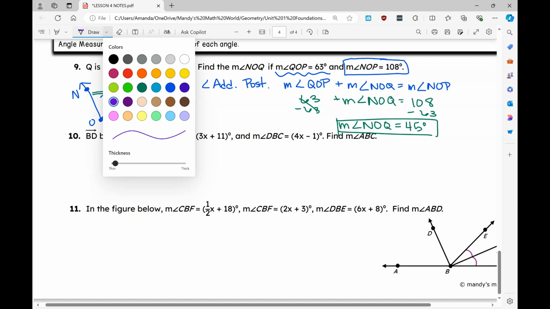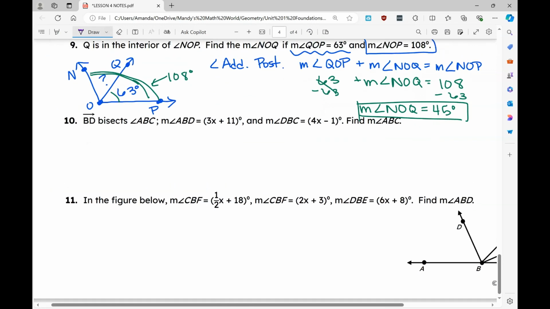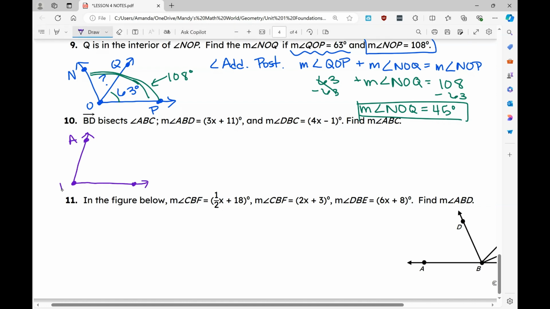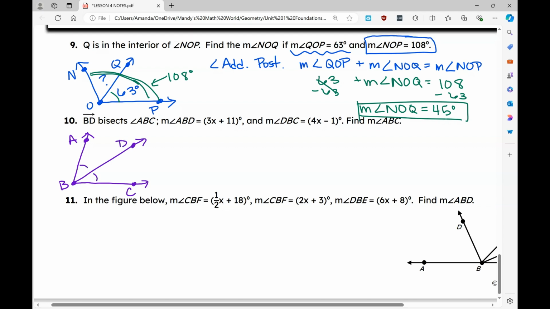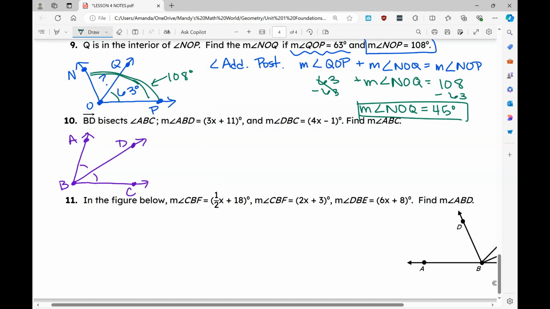This says ray, and I'll zoom in just a little bit here. Okay, ray BD bisects angle ABC. Okay, well, let's draw that. And I don't know if ABC is acute or anything. I'm just drawing it, right? ABC. And if ray BD bisects it, then I know these two angles are congruent. Okay, awesome. So we've just drawn what we know so far.